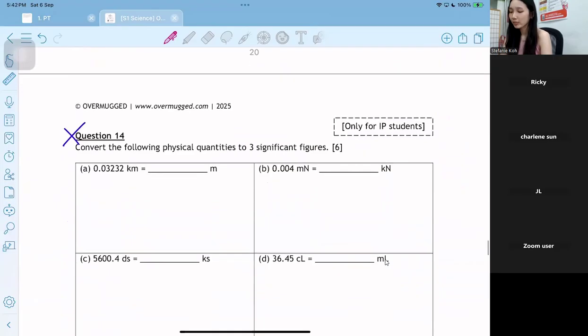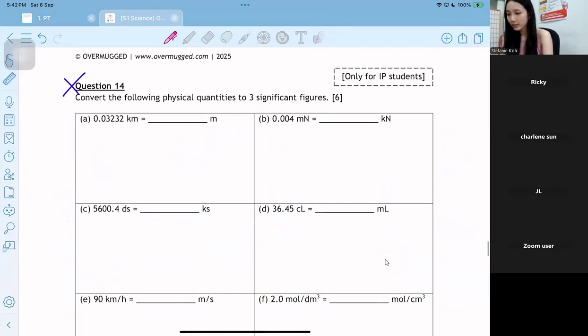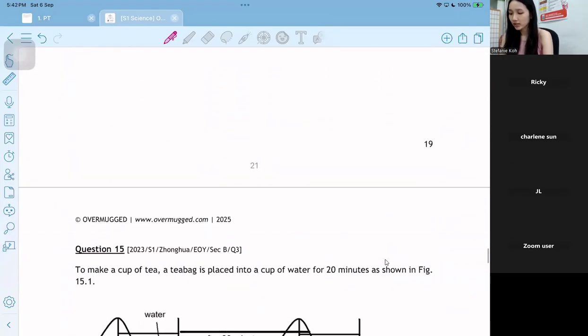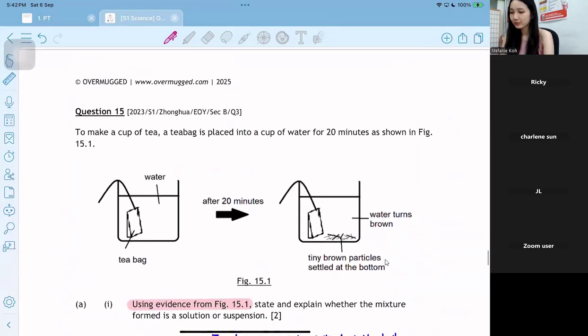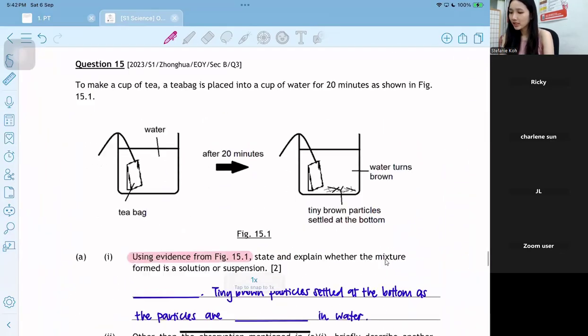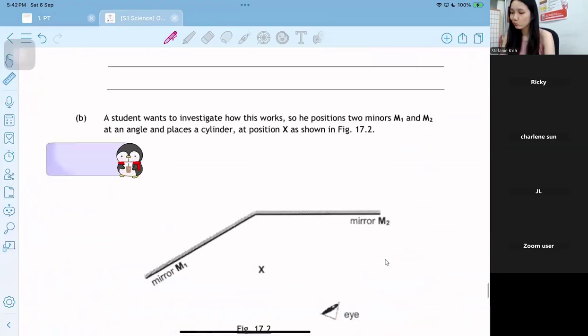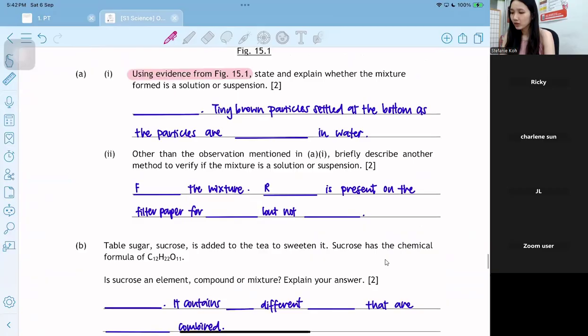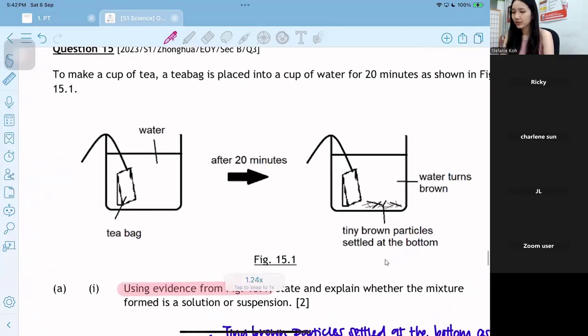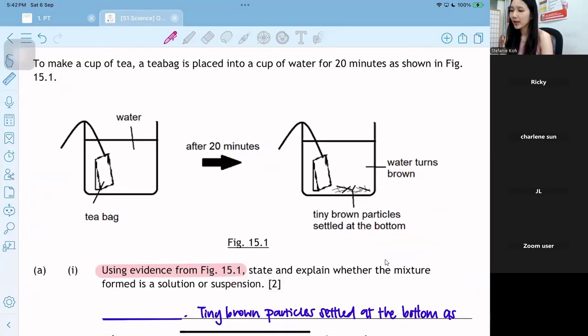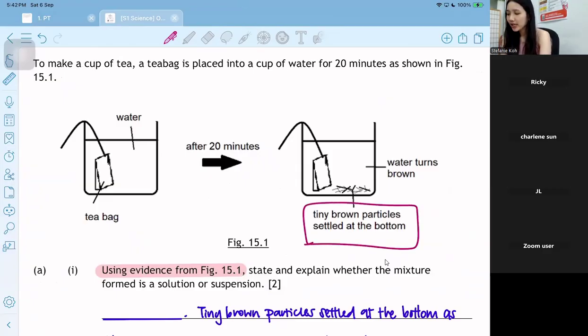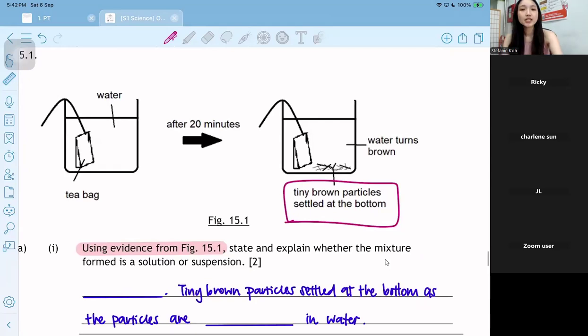Question 14 is only for IP students, so we will skip. It's just conversions. Question 15. Let me see how much more we have. Okay. Question 15. A cup of tea bag placed into water for 20 minutes, and I see this. Explain if this mixture is solution or suspension.